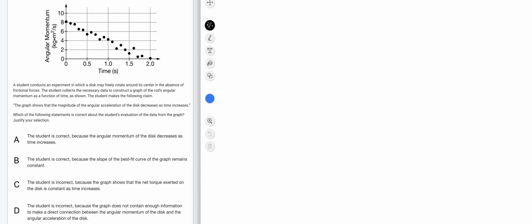Justify your selection. So before I look at the graph and really start getting into it, I let my eyes glaze over the different answer choices, and I can automatically see that the student is correct, the student is correct, the student is incorrect, incorrect. So it wants us to determine whether what the student is claiming is correct. The student is claiming that the magnitude of the angular acceleration, also known as alpha, decreases as time increases. So that's what the student is claiming.